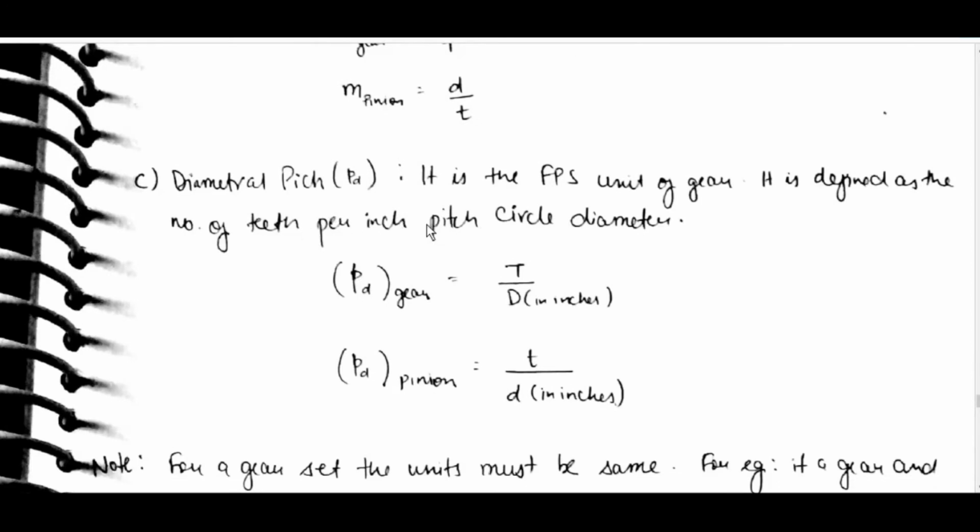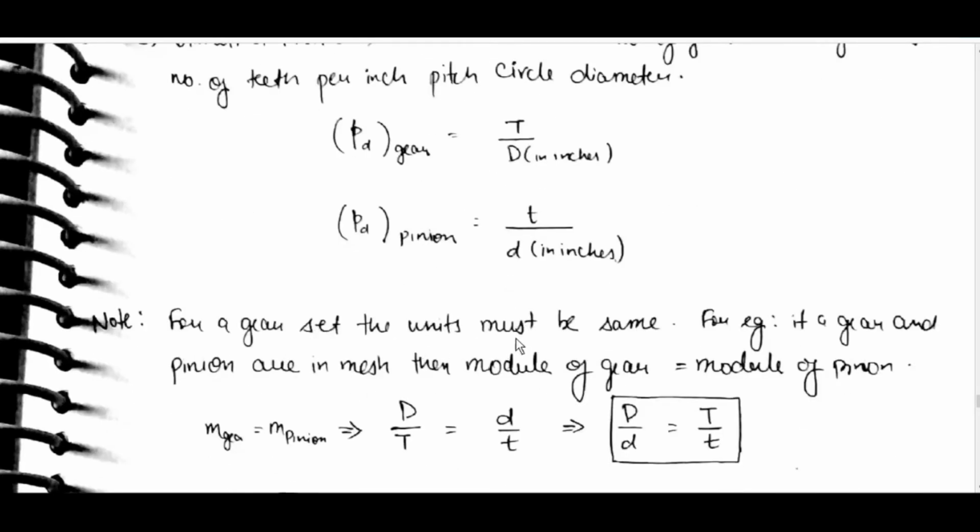Diametral pitch PD is the FPS unit of gear. It is defined as number of teeth per inch. PD gear is equal to T by D in inch. PD pinion is equal to t by d in inch.